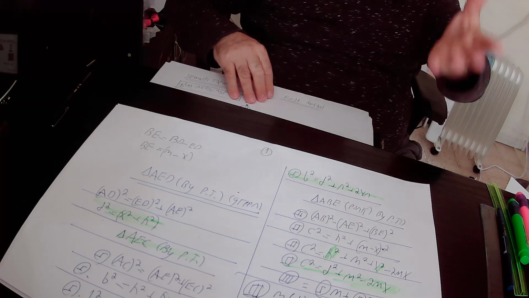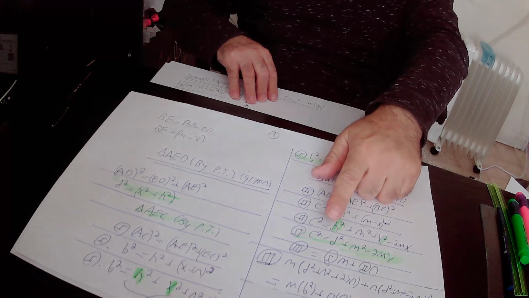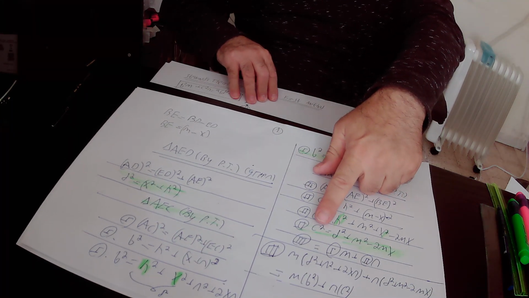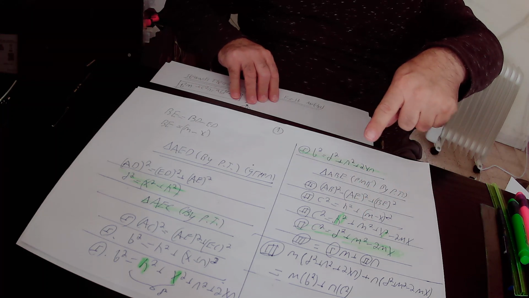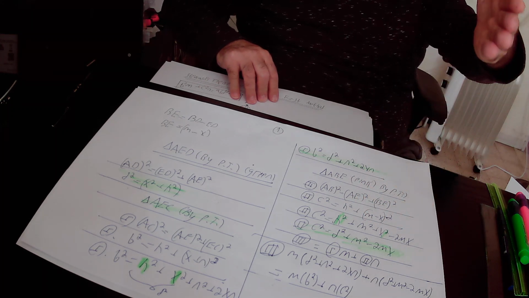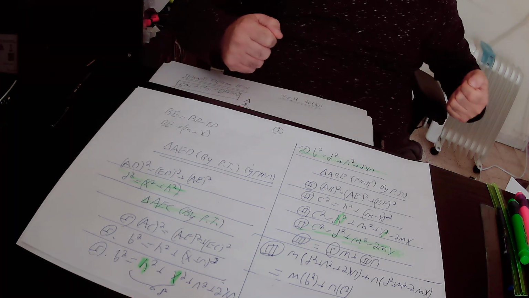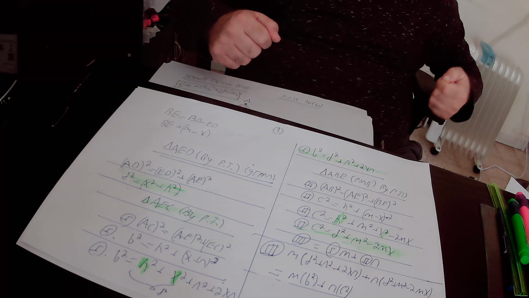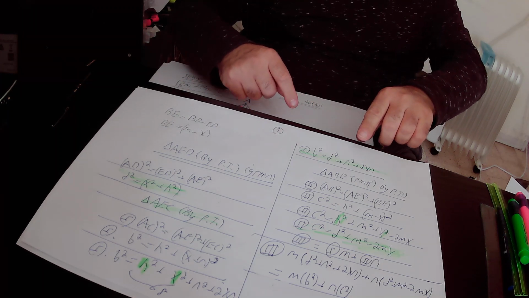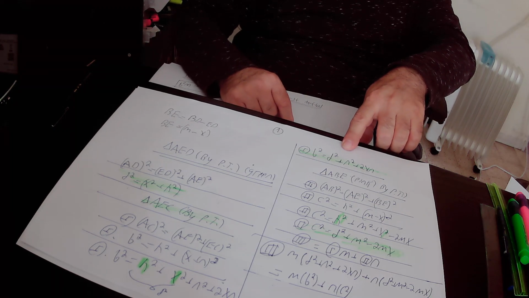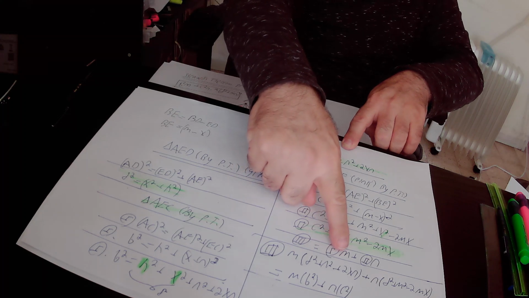Then we created equation number 3. Equation number 3 is the multiplication of equation number 1 by M, then the multiplication of equation number 2 by N, and then the addition of the two equations with each other. Okay, so we multiplied this side of equation number 1 by M. So it is M times D square plus N square plus 2 times XN.